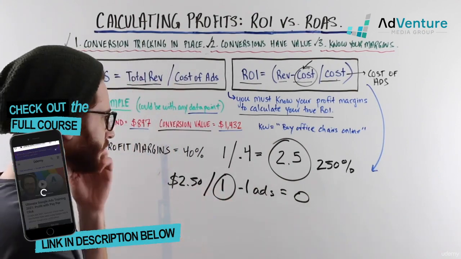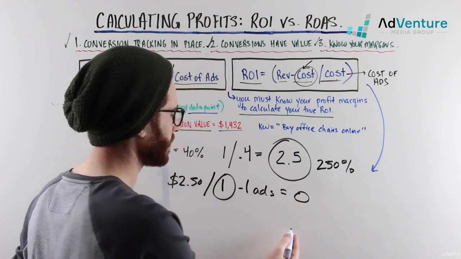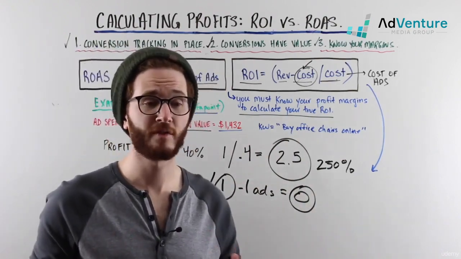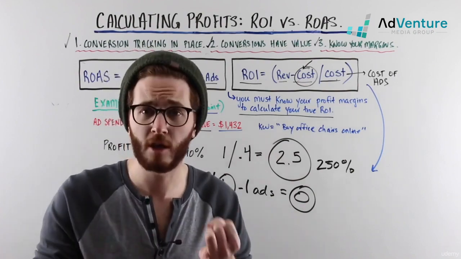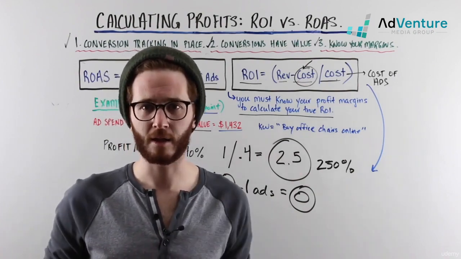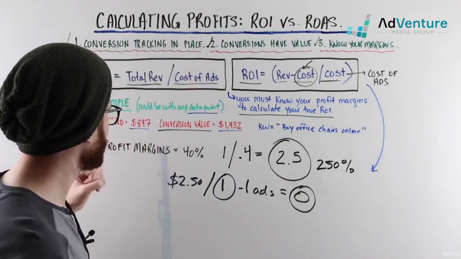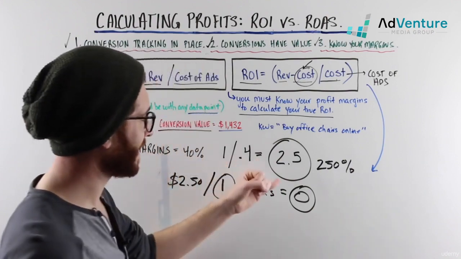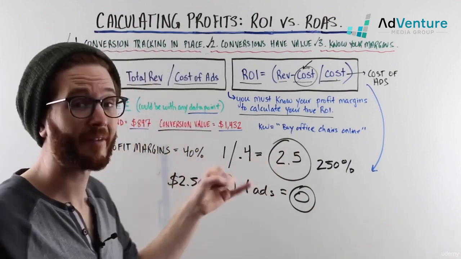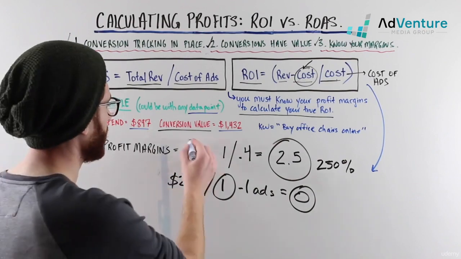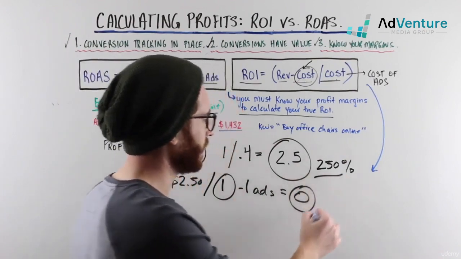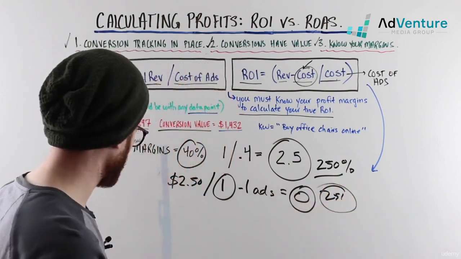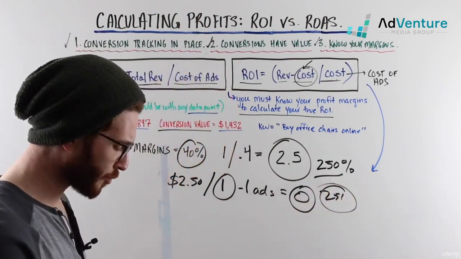You spent $1, you made $2.50, and you come out equal at 0, because for that $2.50 that you made, you profited $1, and then you have to pay Google that $1 for the ad that you spent. So in order to break even, you need to be making at least $2.50 on advertising. In order to be profitable with profit margins of 40%, you need to be making anything above $2.50. If you're making $2.51, you're profitable to a penny, and so on and so forth. So that's how you calculate your break-even point.